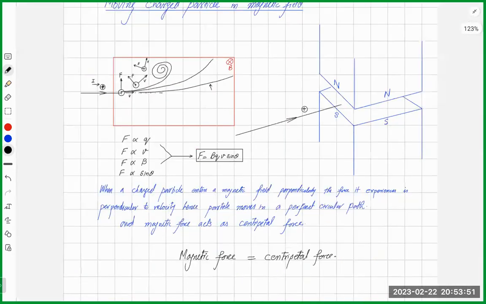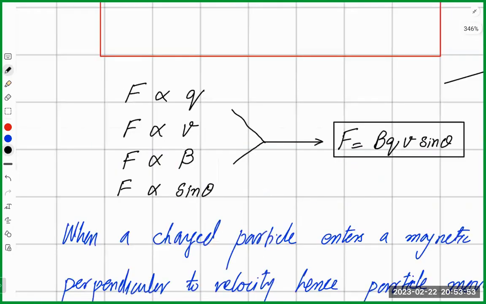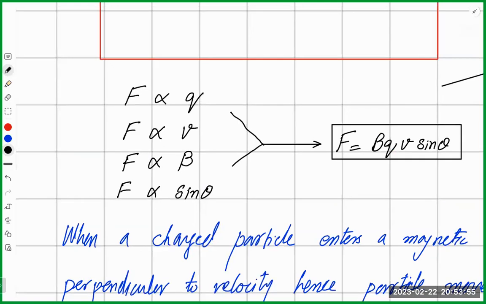Now, the force on a charge particle when it goes into a magnetic field depends on the size of the charge on the charge particle, its velocity, the magnetic field density that it is moving in, and the angle between the velocity and the magnetic field as well. So when we connect them all, we get the force on a single charge particle is BQV sine theta.